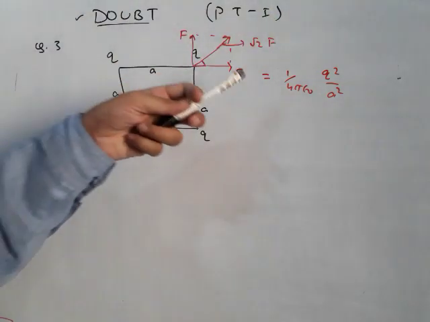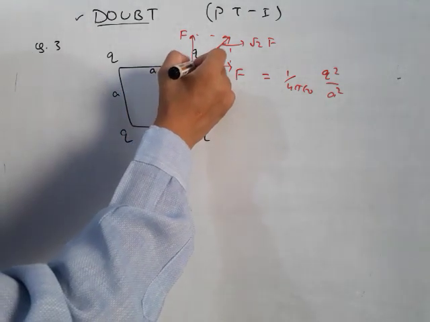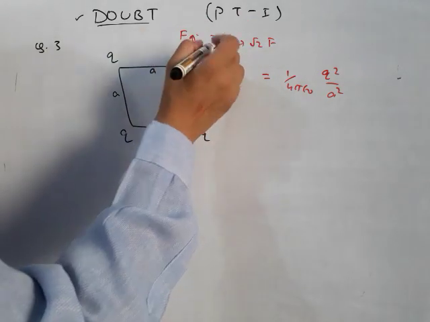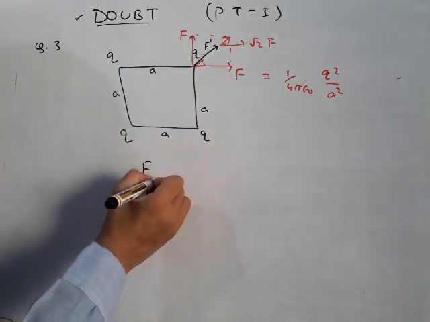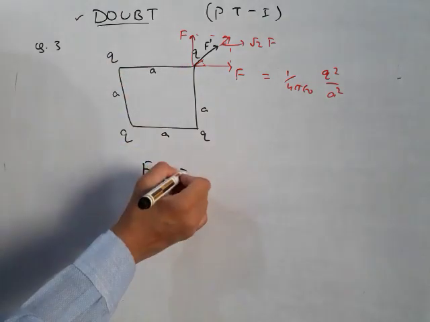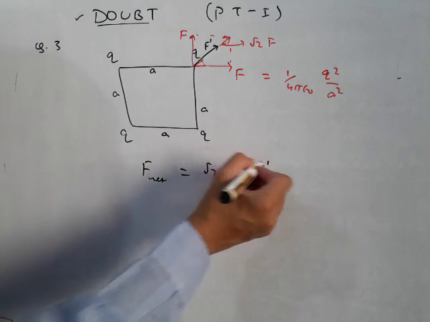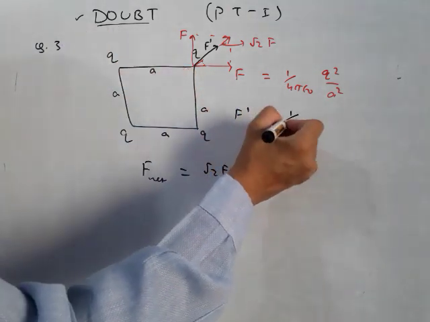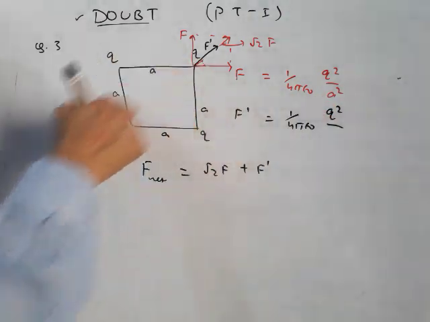So root 2 F is the resultant of these two forces, but there is one more force due to this one, and that charge will exert a force also in same direction. Suppose its force is F dash. So net force on the charge Q at this vertex will be root 2 F plus F dash. Now what will be our F dash? F dash is the force on this charge due to this charge. So 1 by 4 pi epsilon naught product of charges Q into Q by square of distance between them.